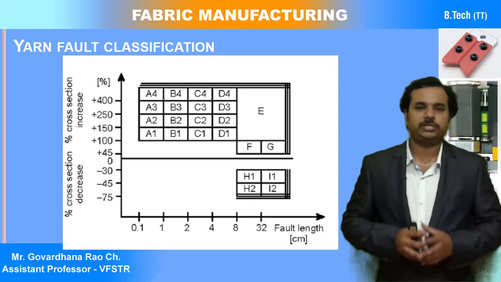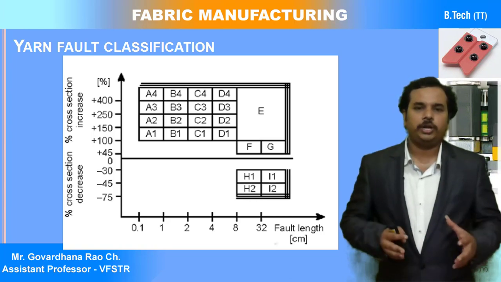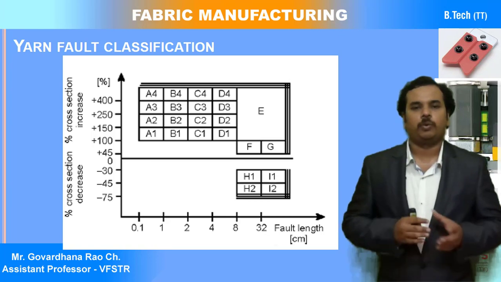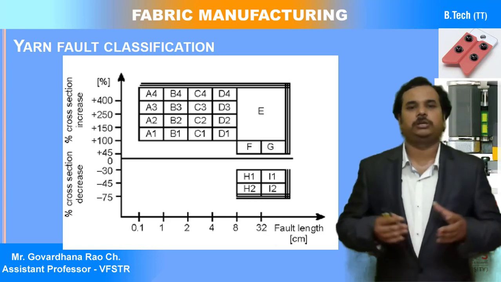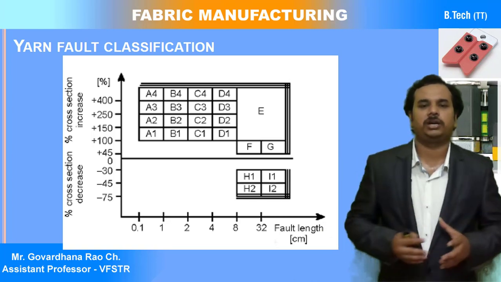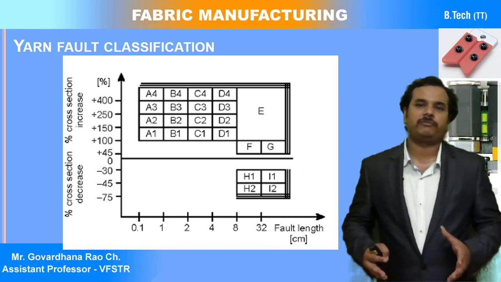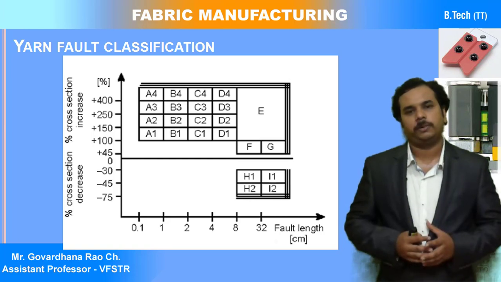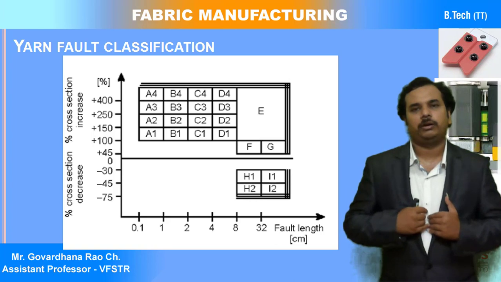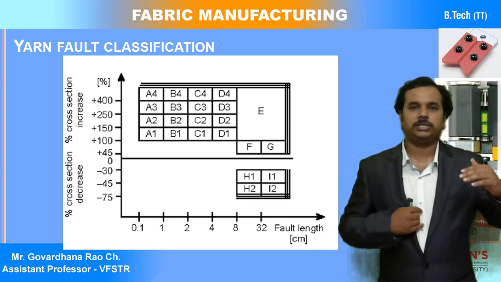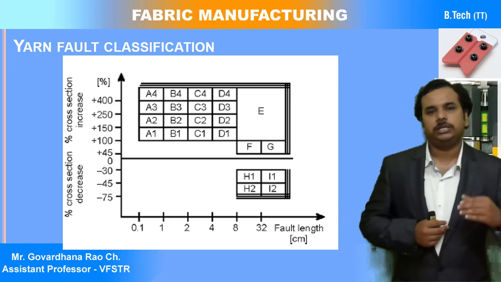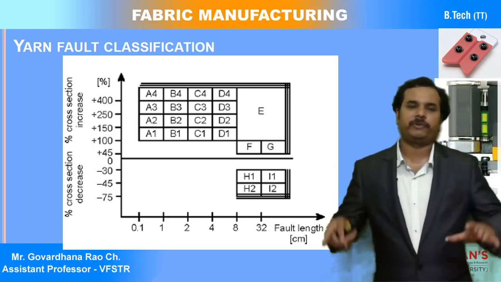So fault length which is above 0.1 and below 1 centimeter is called A faults. 1 to 2 centimeters are the B faults. 2 to 4 centimeters are the C faults. 4 to 8 centimeter fault length is the D fault. So lengthwise as well as thickness wise, that is diameter wise, we have categorized these yarn faults into different classes.